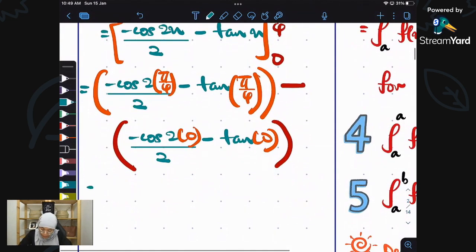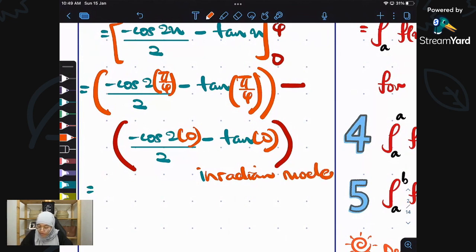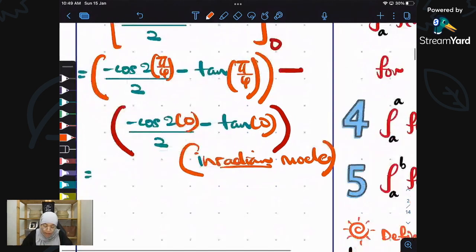And now please use the calculator in radian mode. Please remember to calculate this, you must use radian mode. If not, you won't get the answer. Then after you calculate it in your calculator, you will get the answer, which is -1 over 2.